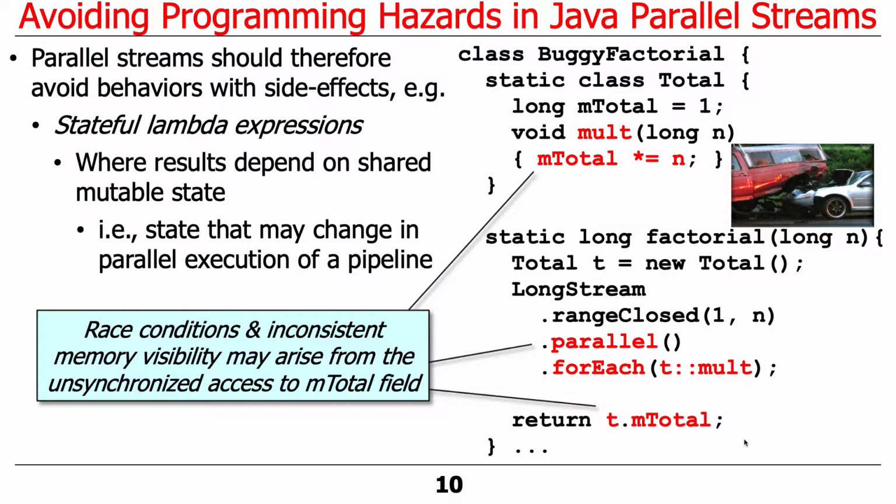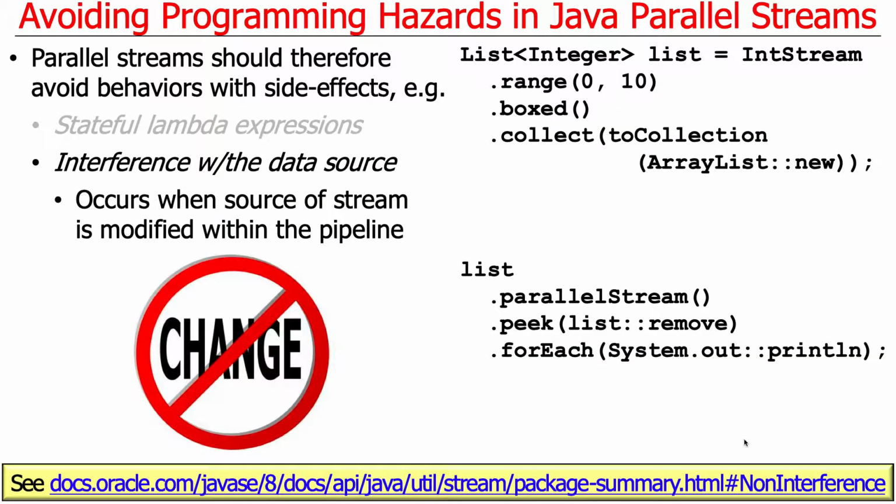Now, it turns out to be remarkably easy not to do this by simply using other features like reduce, which doesn't have these problems, and getting rid of the use of a single variable here. But the point here is don't do this.